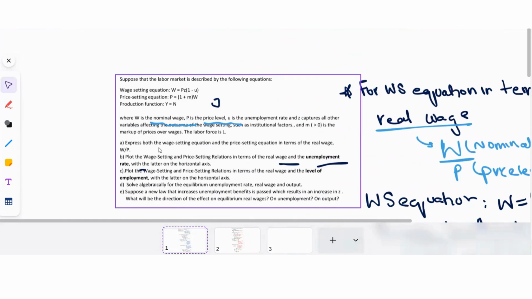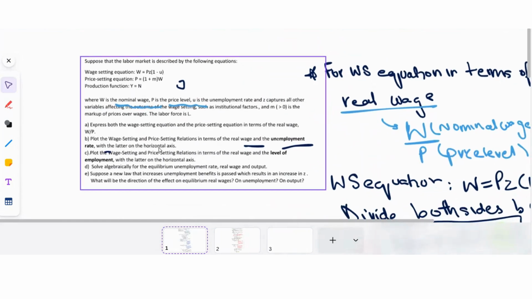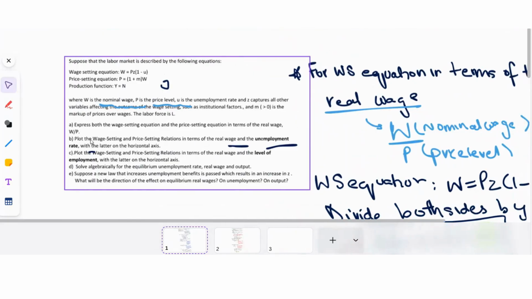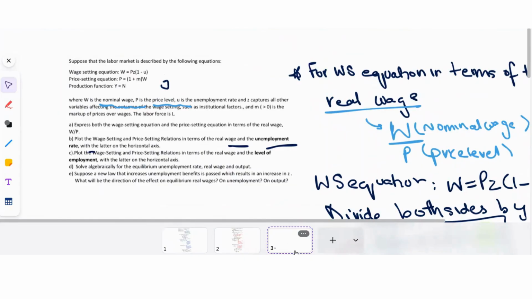In the first part, we just wrote out the wage setting and price setting equations in terms of the real wage, and in the next two parts, we plotted them once with the unemployment rate on the horizontal axis and then with the level of employment on the horizontal axis. Now, what to do about it? We want to find the equilibrium unemployment rate and wage, so let's start with the equilibrium unemployment rate.